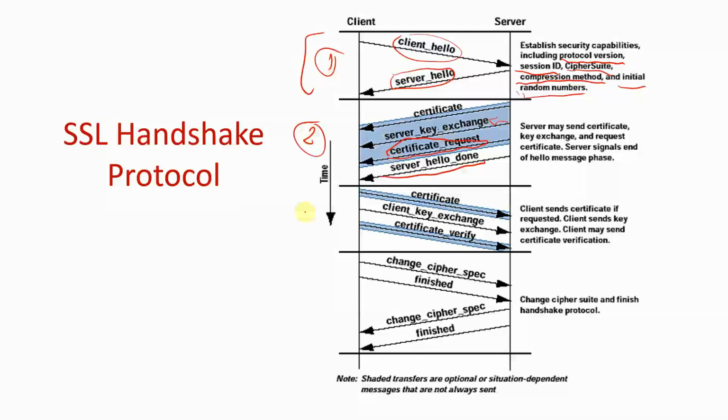Now the client has its turn in step 3 or in phase 3. If a certificate request was sent by the server, then a certificate will be sent by the client.